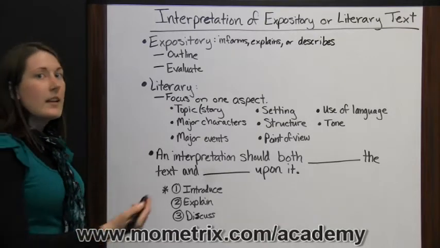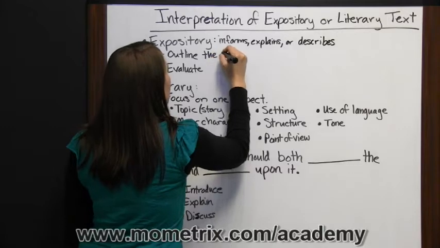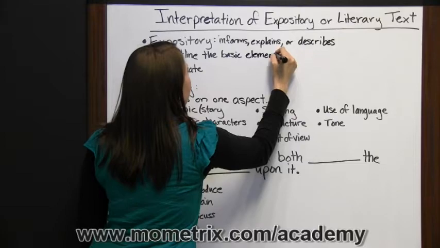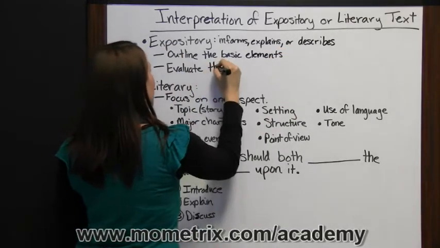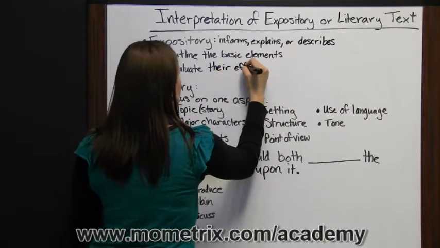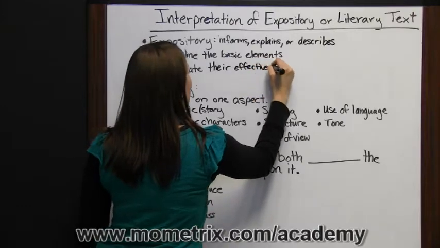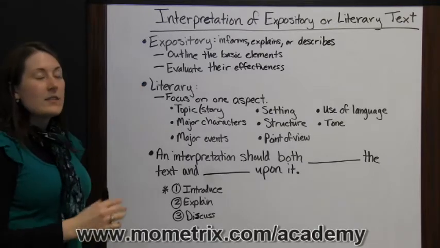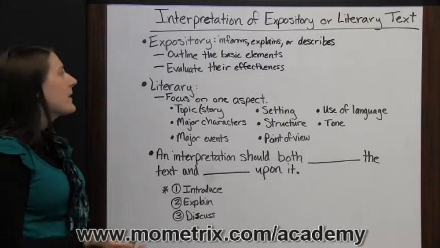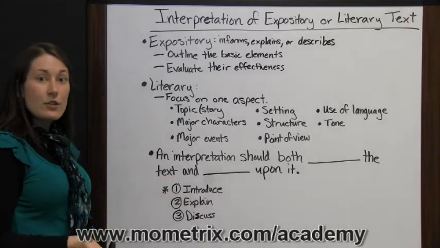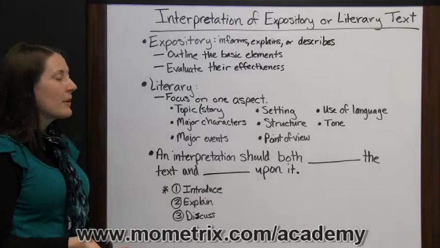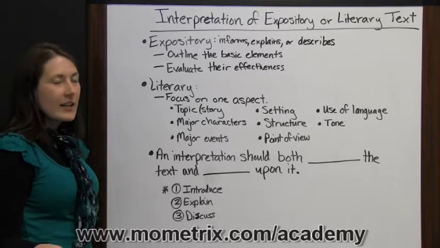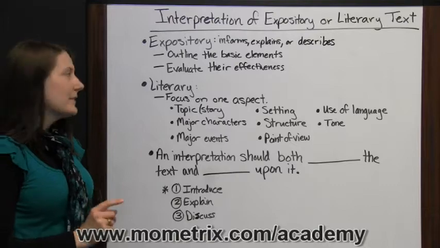So what you want to do is outline the basic elements of that paper, and then you want to evaluate their effectiveness. This is how you are going to give your interpretation. Once you outline the basic elements of the research paper or the recipe, then you can evaluate their effectiveness. Did you learn what you were supposed to learn from the research paper? Are you now able to bake a cake following those directions? Very cut and dry. Literary is a little bit different.